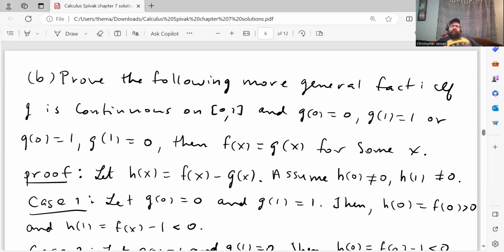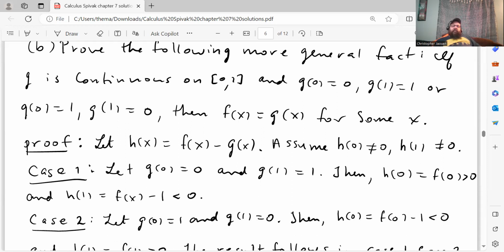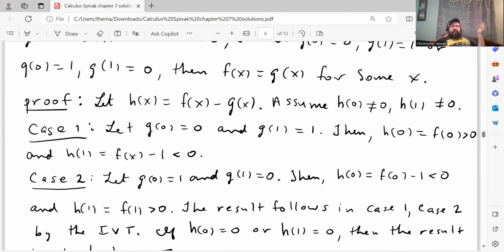If g is continuous on the closed interval from 0 to 1, and g of 0 equals 0, g of 1 equals 1, or g of 0 equals 1, g of 1 equals 0, then f of x equals g of x for some x. So here's my proof. Again, very similar to the last two that I did.